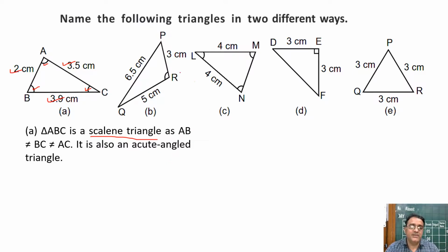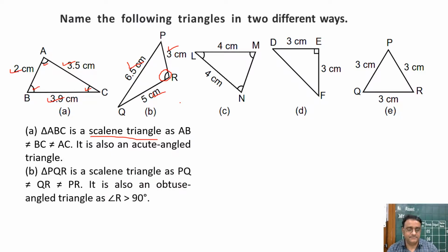Now let us move toward the next question. See, B bit में भी तीनों sides अलग-अलग है. All three sides are different. Scalene triangle. Yes, scalene triangle. But one angle is obtuse angle. So this is obtuse angled triangle, scalene triangle based on sides, and obtuse angle triangle based on angle. Right? Any doubt in this first two questions? No, sir. Okay. Right. Now the third question.